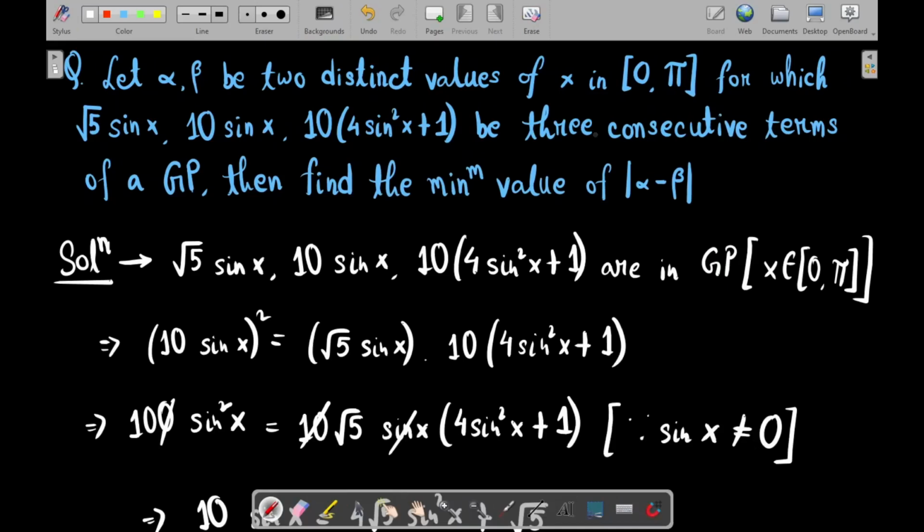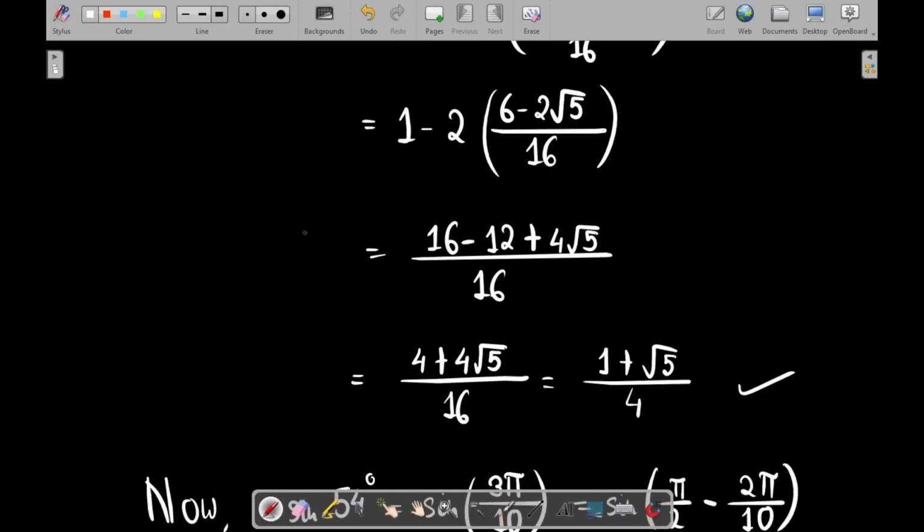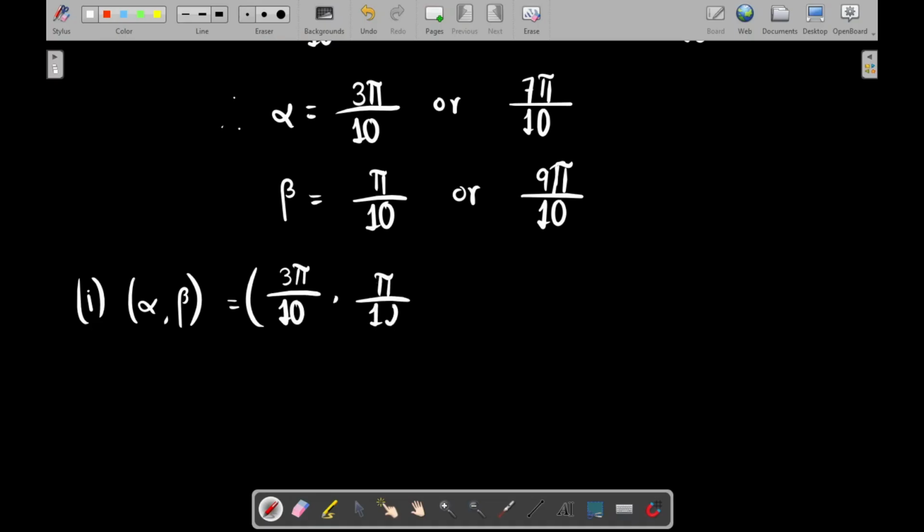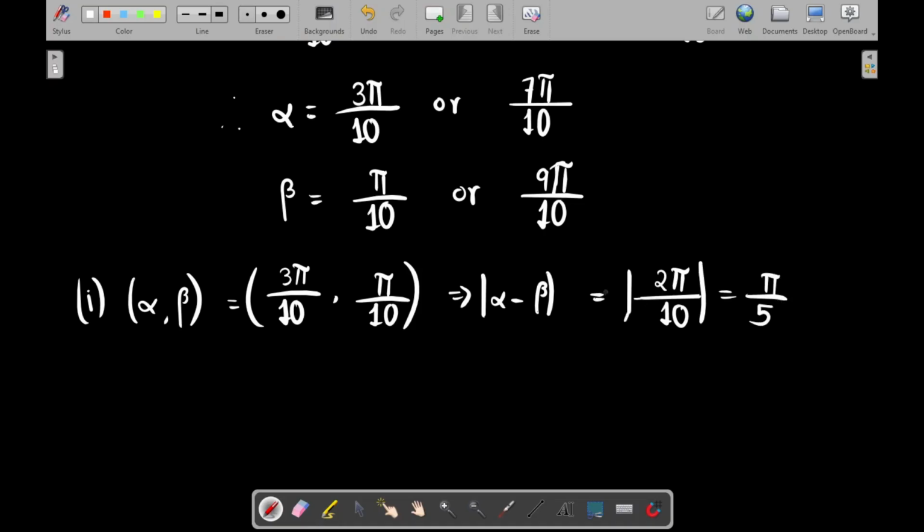Now we have to find the minimum value of the absolute difference of alpha minus beta. So there are going to be four possibilities. Possibility one, where we take alpha and beta as the pair 3 pi upon 10 and pi upon 10. So alpha minus beta will be this minus this, which becomes 2 pi upon 10. So the absolute value is pi by 5, on simplification.